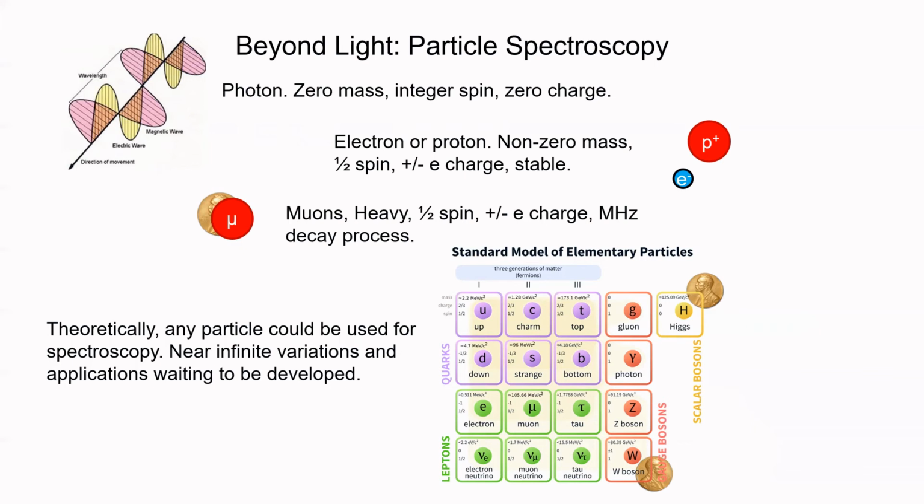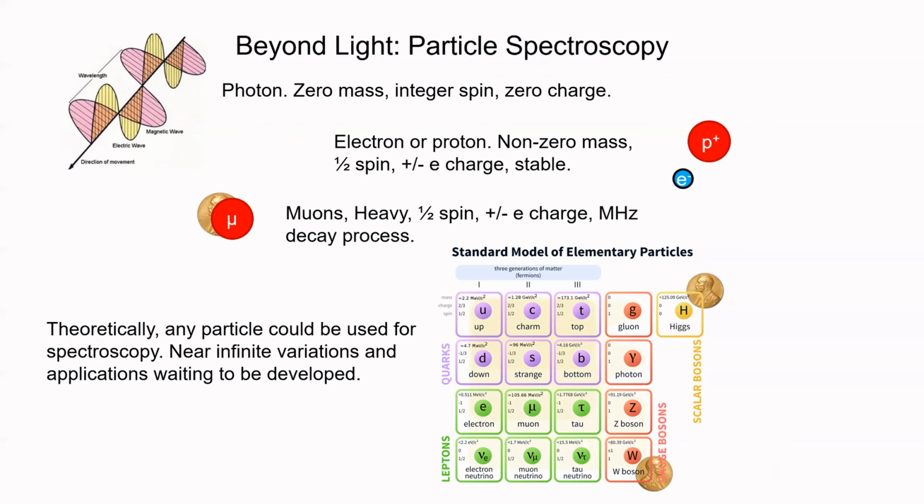But they're not the only particles we could be using. So we could think about trying to say, could we do this with an electron or a proton? So now we have a non-zero mass particle, and it's a fermion, it's a half spin, and it also has a charge. Now electrons and protons are both nice stable particles, so that's okay. But we don't have to do that. We can pick pretty much any particle we want from the standard model.